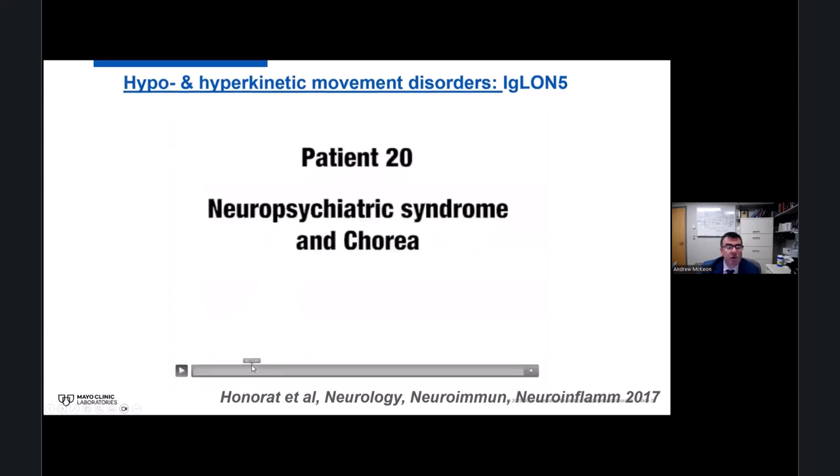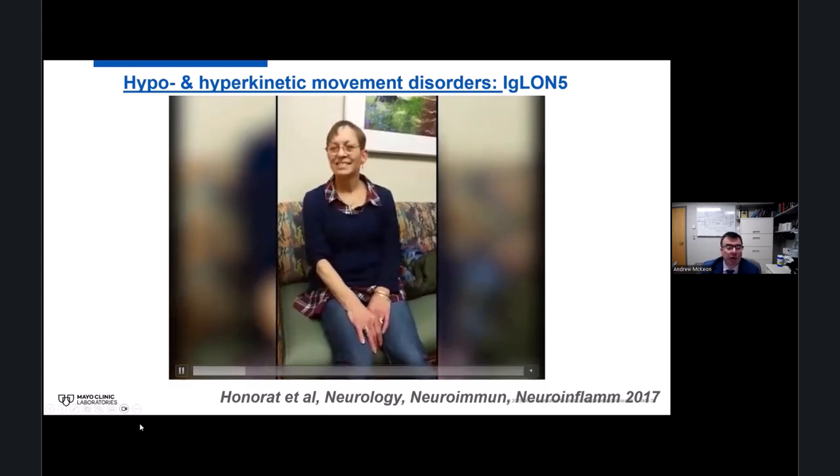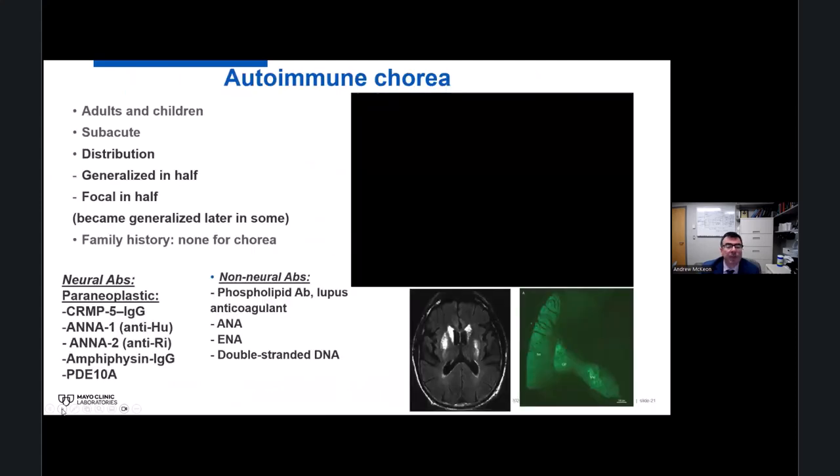But here's another patient who had the same autoantibody, but presented with a different clinical phenotype. This was a patient who had chorea. You can see the hyperkinetic movements of the arms, the shoulders, the head and neck. But again, the big clinical clue to differentiate her from Huntington's disease was that she didn't have a slower insidious onset. It was very rapid, and also no family history of chorea. So if those two things are true, think of autoimmune chorea.